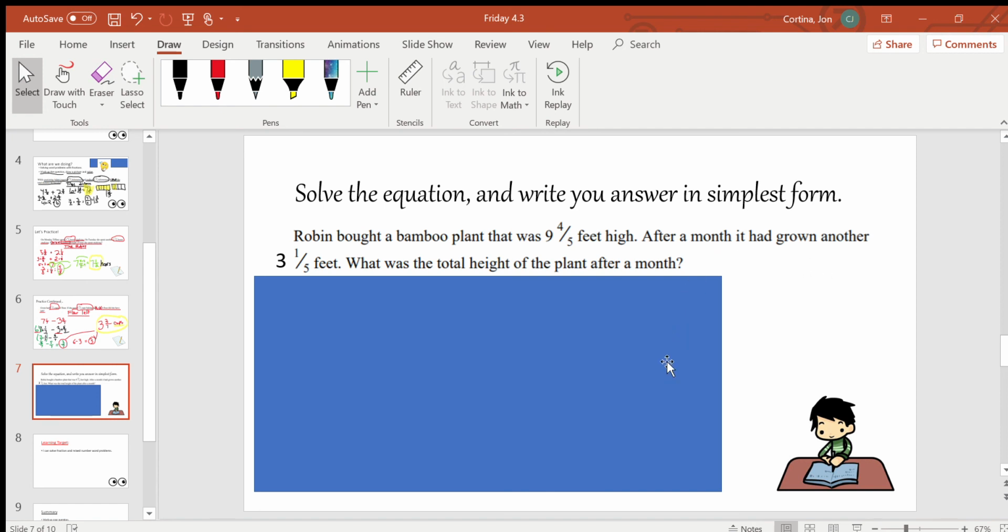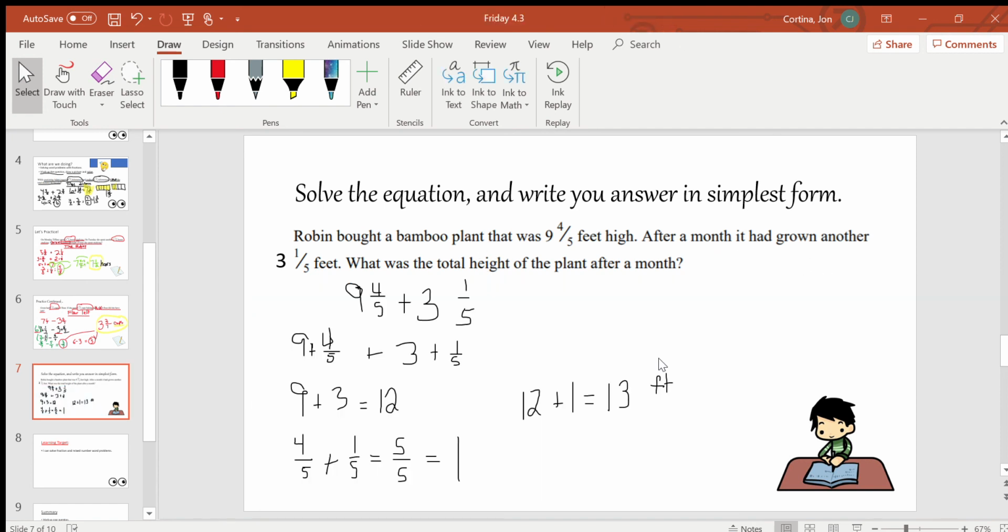Great, let's see what you got. So you should have broken up each mixed number into a whole number and a fraction, and our problem wants to know the total height, so we decided that we should be adding to get the total height. We'll start by adding the wholes. 9 plus 3 gives us a total of 12 as the whole number.